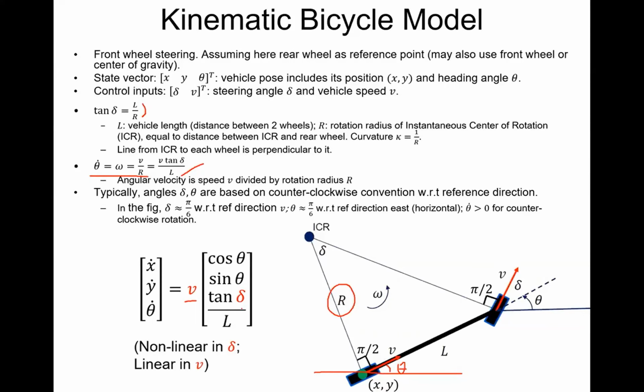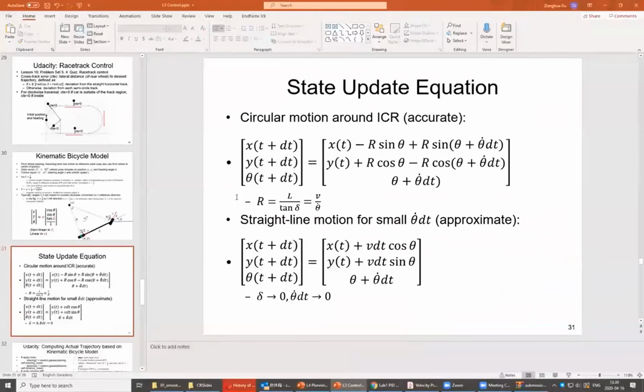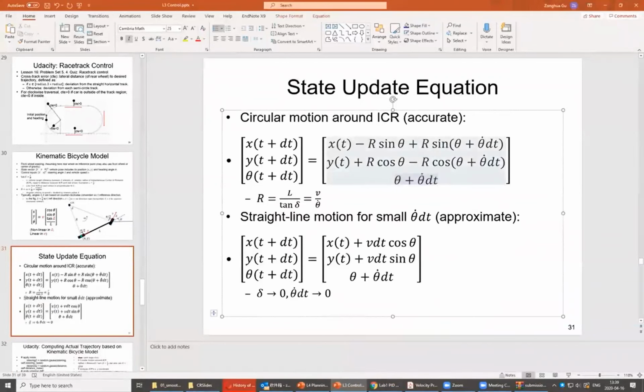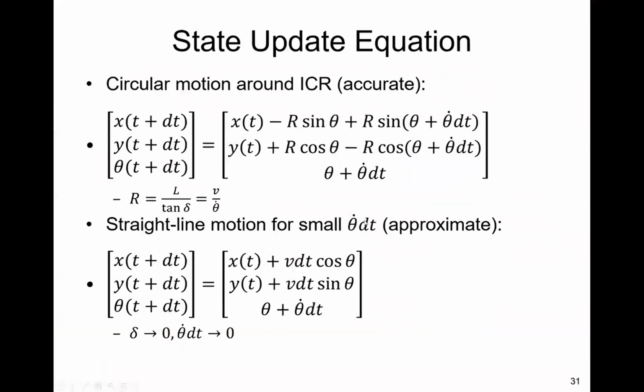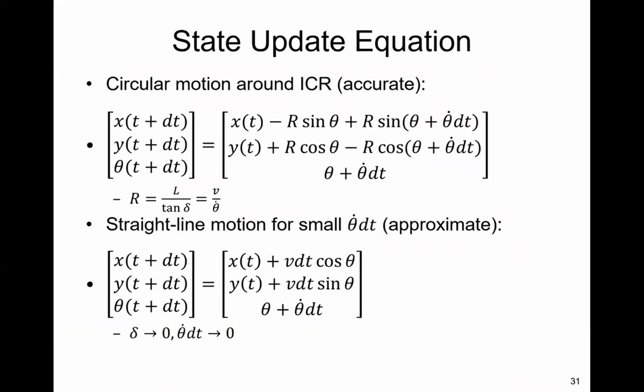And then you have this nonlinear system model. Given the system model, how do you get the update equations? So these are the update equations. First, let's look at the straightline motion, which is a straightforward translation of the system equation by propagating one time step dt forward. So this is straightforward moving forward one time step dt. But this only holds for small theta dot times dt.